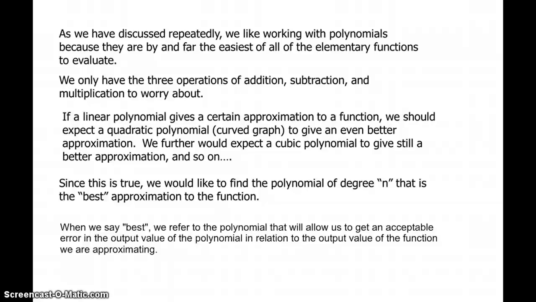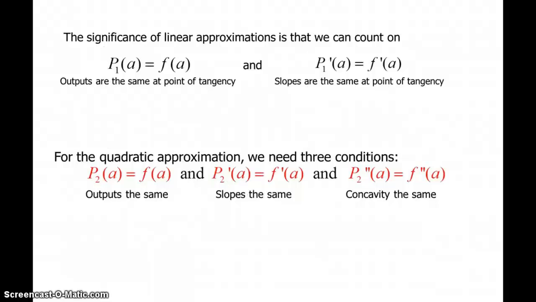So since this is true, we're going to want to find the polynomial of degree n that is the best approximation to the function near the point of tangency. And by best, I mean the polynomial that will allow us to get the acceptable error in the output value of the polynomial in relation to the output value of the function that we're approximating. So by best, I mean least error. And by degree n, I mean, in our first example, we built the polynomial to the 5th degree that would mimic the function. We can build these polynomials to degree n that will mimic the function.